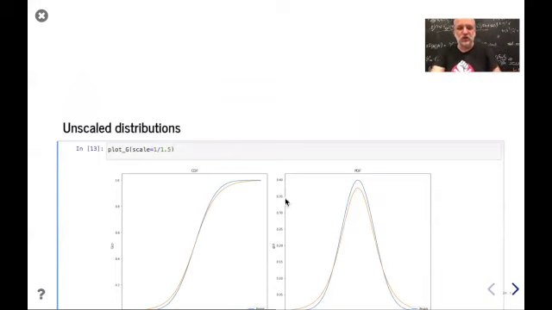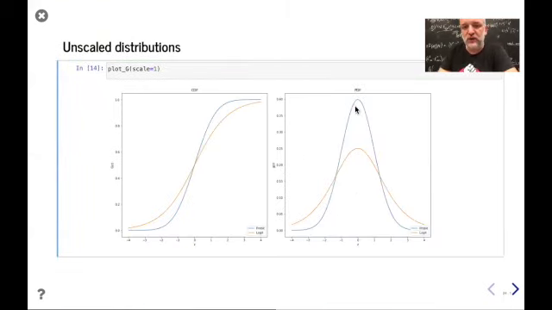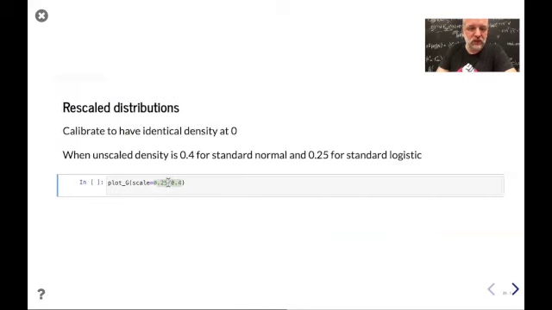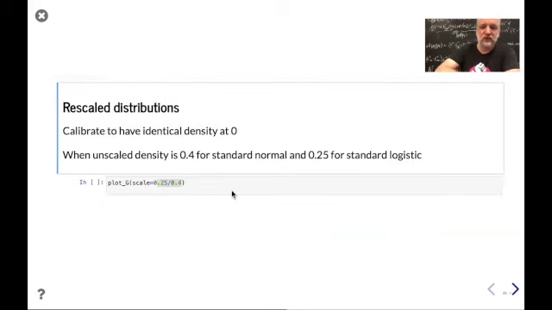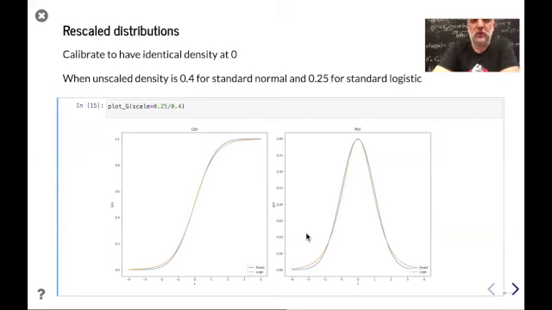And actually, we can calibrate these two functions to have basically the same point here by simply setting the scale to 0.25, which is the density at 0 for the standard logistic distribution, divided by 0.4, the density at 0 for the standard normal. And if you do that, you get something that looks like this. Now they're very, very similar.